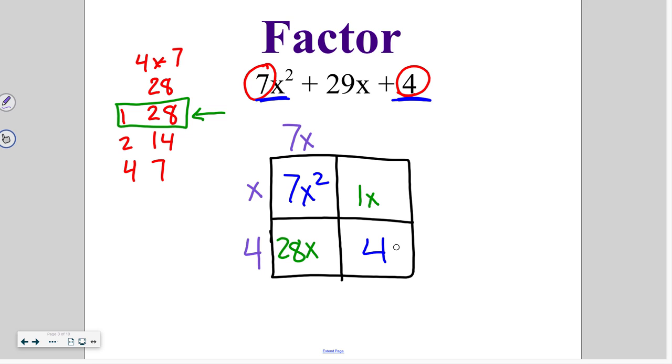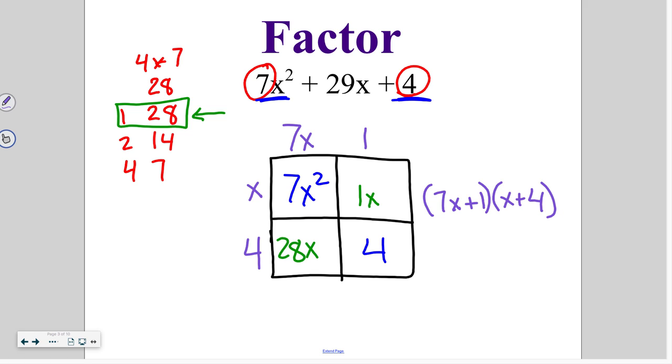Now I need to look at this second column. So I've got x times something gives me 1x. That's 1, and then we double check by saying 4 times 1 gives you that final answer of 4. So last chapter, we had these outside pieces, and we multiplied to find the inside of the box. Now we have the inside of the box, and we're working out to find those answers. So our factored form answer is going to be 7x plus 1 times x plus 4.